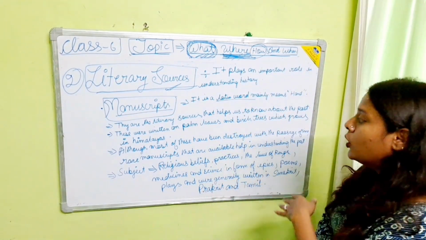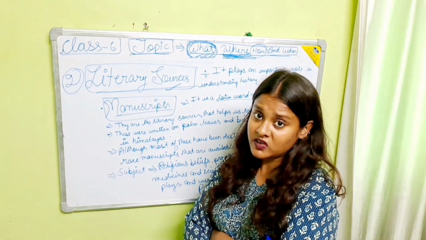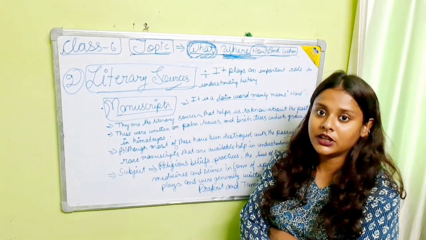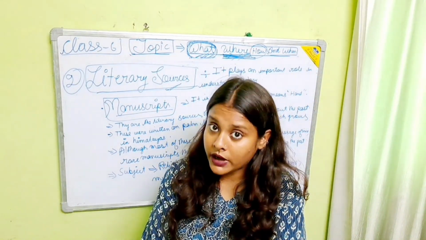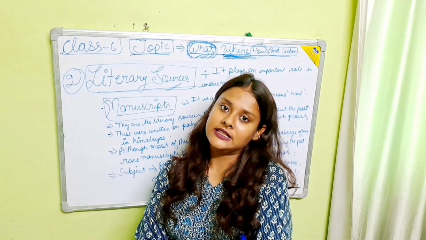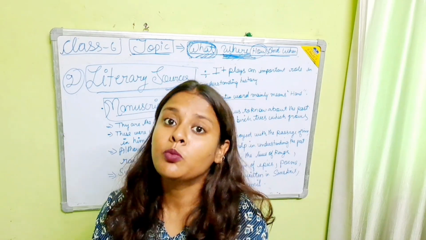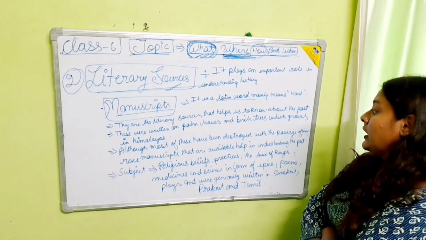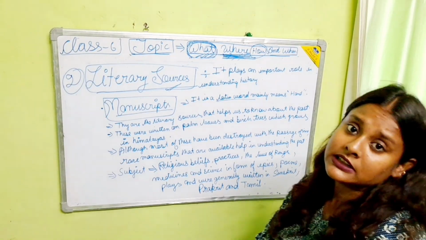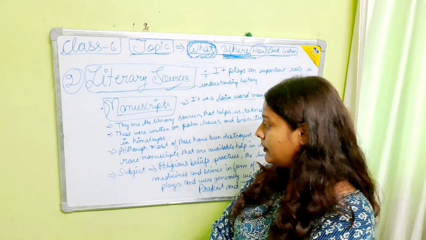Now, although most of these have been destroyed with the passage of time, obviously when they are written on a palm tree, they are going to be destroyed, and many of the manuscripts have been destroyed and only few are present, and those manuscripts which are present in today's time are kept in monasteries. Now, available, that helps in understanding the past. These manuscripts are a literary source and help us to understand about the past.